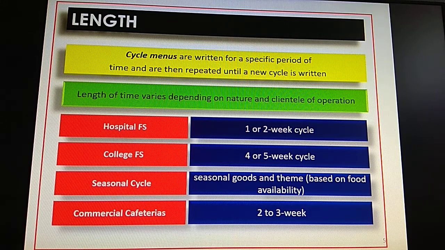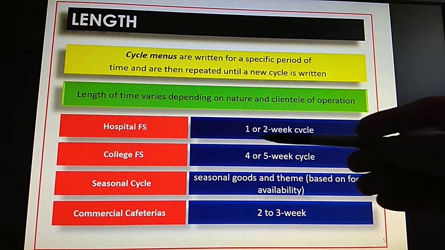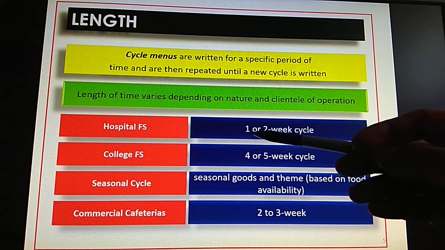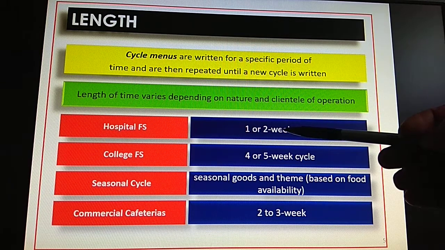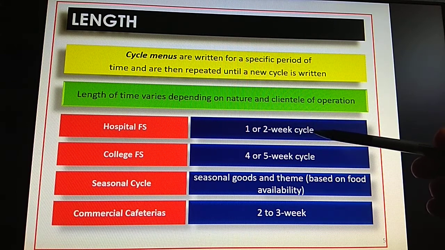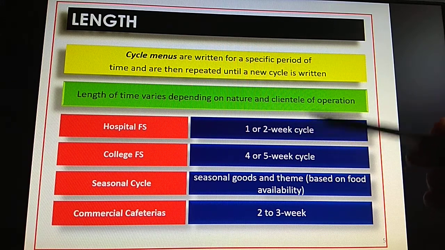So if we see over here, we can basically understand that the shorter the cycle is, the more similar the food dishes are going to be. As an example, the hospital possesses a 1 or 2 week cycle menu. So the first week and then the third week of the cycle menu is going to be the same, and then the second week and the fourth week is going to have the same menu as well.